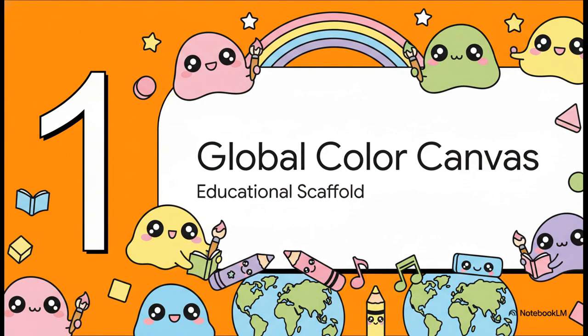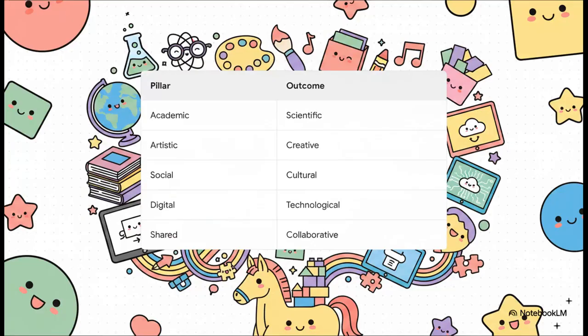All right, Section 1, the global color canvas, setting the educational scaffold. So the foundational architecture of this project relies on 5 core pillars, or expected outcomes. We're looking at academic, artistic, cultural, digital, and shared space. And honestly, these act almost like a Trojan horse. By framing the entire curriculum around the fun, universal concept of colors, educators can seamlessly slip in some incredibly rigorous skills, from scientific data collection to intercultural respect, without overwhelming these young students.